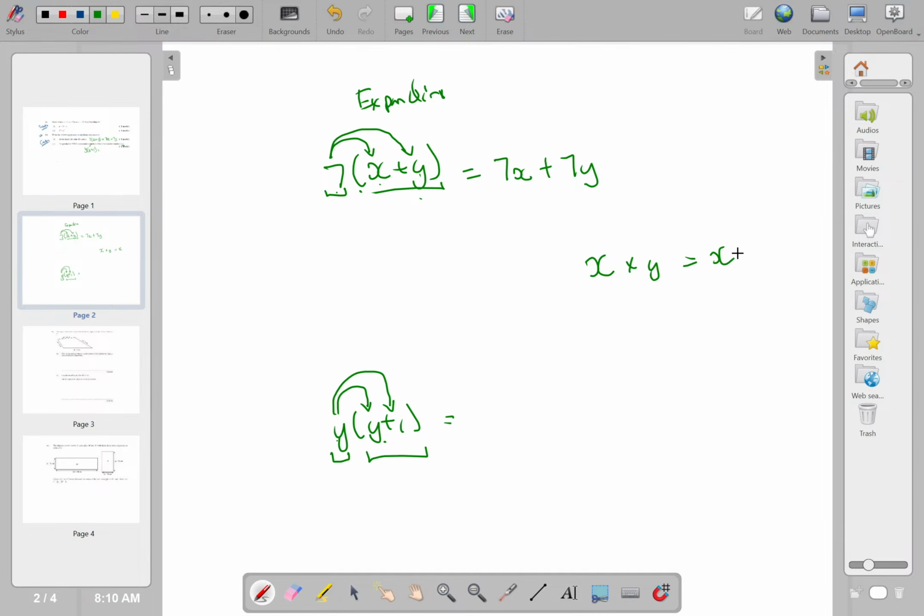Clamp them together. If they're different, all we can do is clamp them together. If I have p times q, pq. If we have r times s, rs. If we have pr times x, prx. So when they're different signs, different letters, we're just going to clamp them together. That symbolizes that they're multiplying.